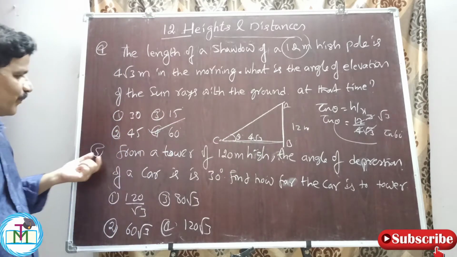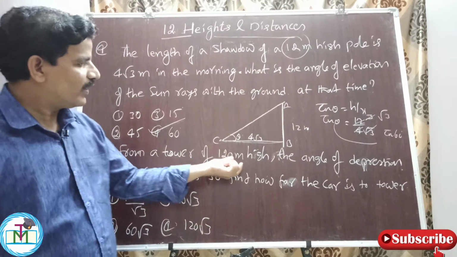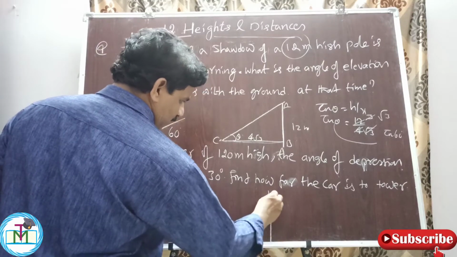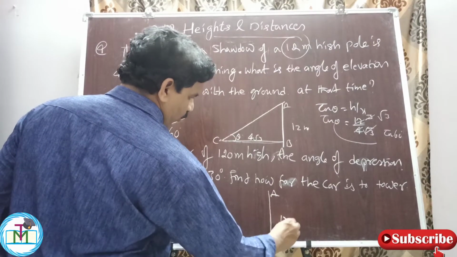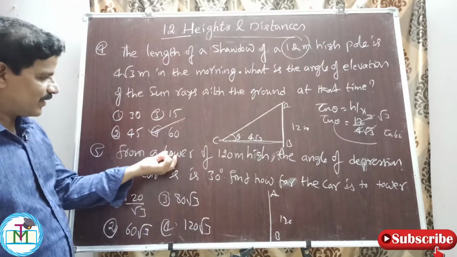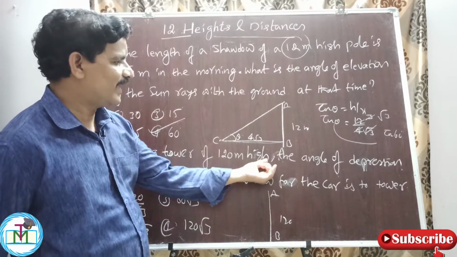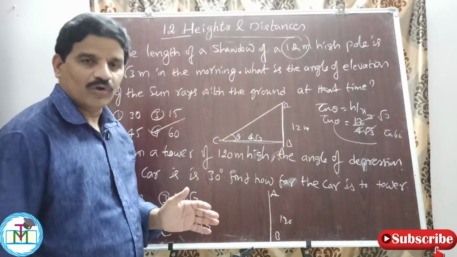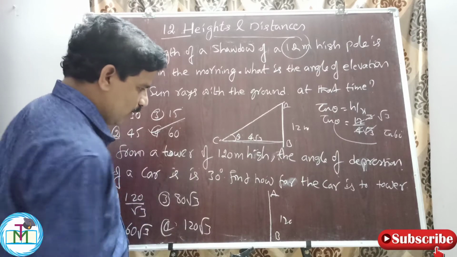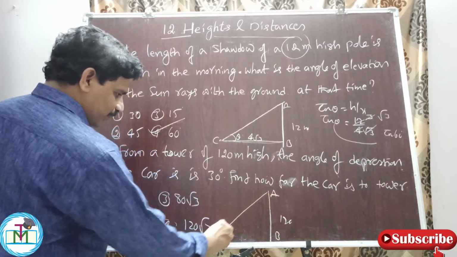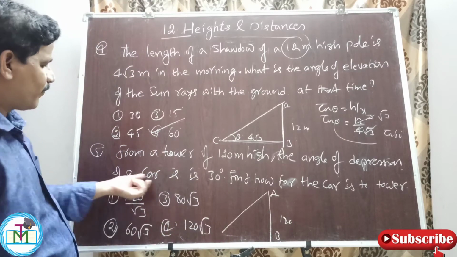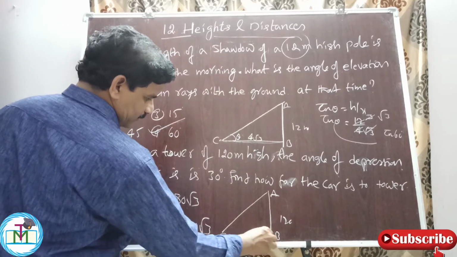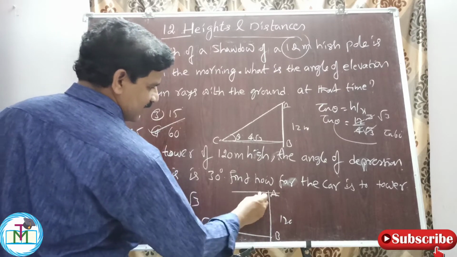So, question number 5. From a tower of 120 meters height, let me put a tower, which is AB. This is 120 meters height. From the tower, the angle of depression means we are looking at the ground, we are looking down. The angle of depression of a car is 30 degrees. So here is a car. The angle of depression is 30 degrees.